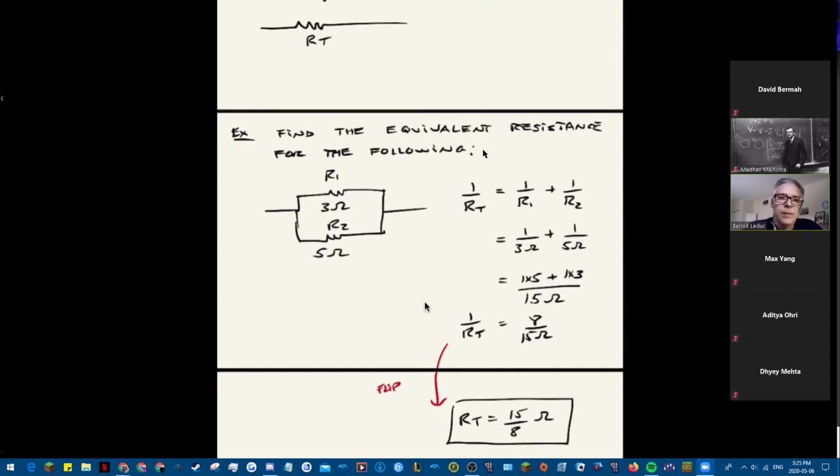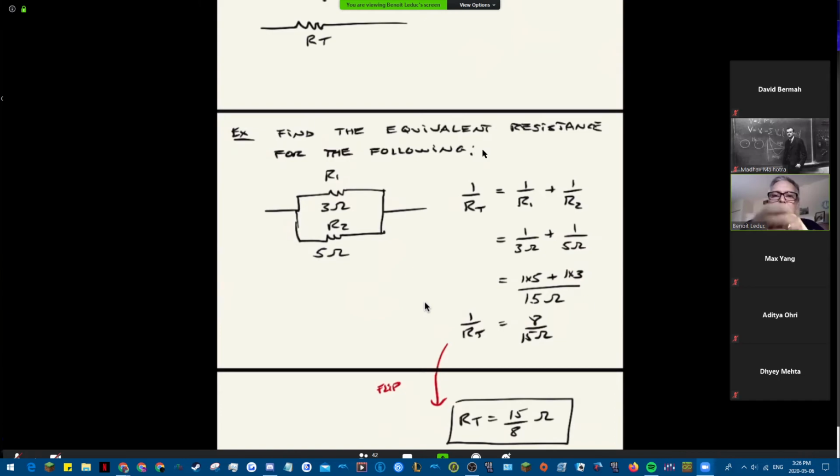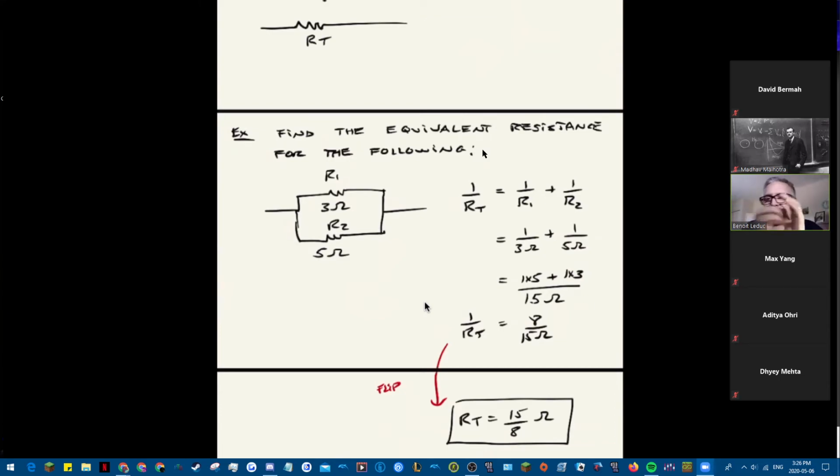Okay, so these series circuits and parallel circuits are the base. But there are some circuits that are neither pure series nor pure parallel. It's a combination, it's neither, right? So the next one here will be this here.